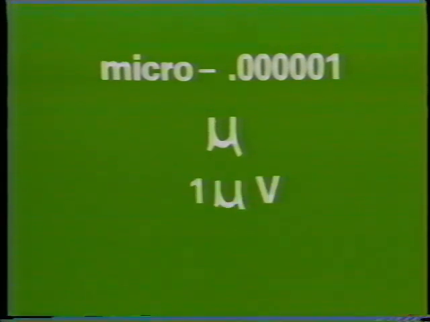The prefix for 1 millionth is micro. The Greek letter mu is the abbreviation for micro, so 1 millionth of a volt is represented by the letter mu plus a capital V for volts. The mathematical symbol for 1 millionth is 10 to the minus 6.